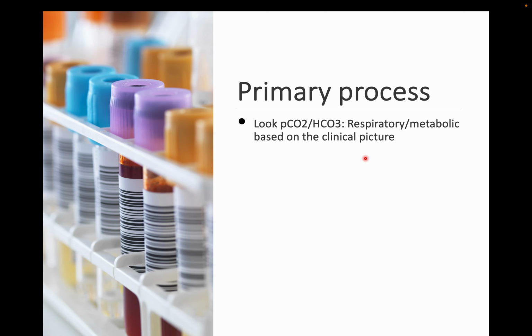You take 7.4, and if it is more than that, it is alkalosis. Then you look at the PCO2 and bicarb. If PCO2 is decreased, that is respiratory alkalosis, so that is the primary pathology. You look at bicarb, it is also decreased, so maybe respiratory alkalosis is compensated with metabolic acidosis. If pH is less than 7.4, the primary pathology is acidosis. For the cause of the primary pathology, you look at bicarb and PCO2. If bicarb is decreased, that is metabolic acidosis. If PCO2 is increased, that is respiratory acidosis. Then you look at the compensation later on.